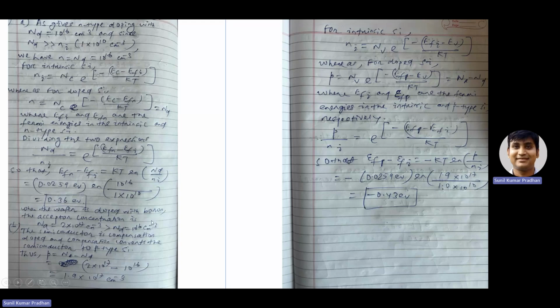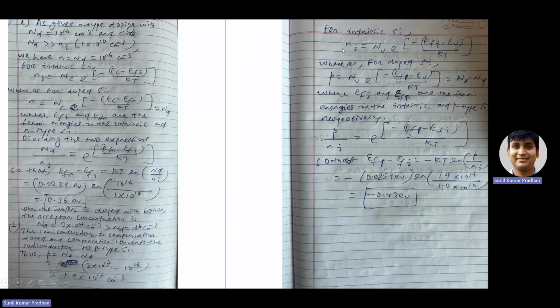Now if the wafer is doped with boron, that is a trivalent impurity, the acceptor concentration is 2×10^17 per centimeter cube, which is much greater than the donor concentration of 10^16 per centimeter cube. Now the semiconductor is compensation doped, and compensation converts it to p-type silicon. So what is the hole concentration here? Na minus Nd, the difference of acceptor concentration and donor concentration. This gives rise to the hole concentration.